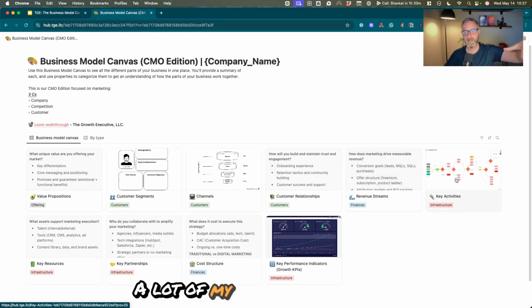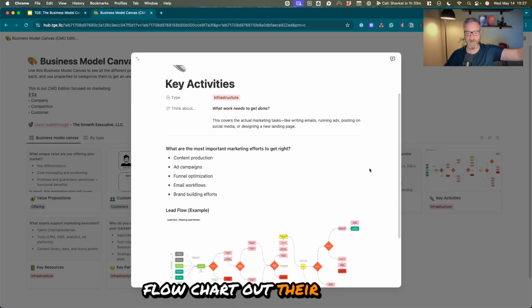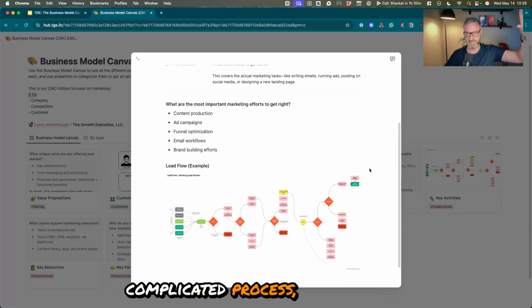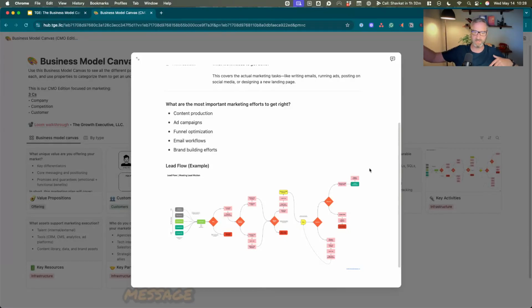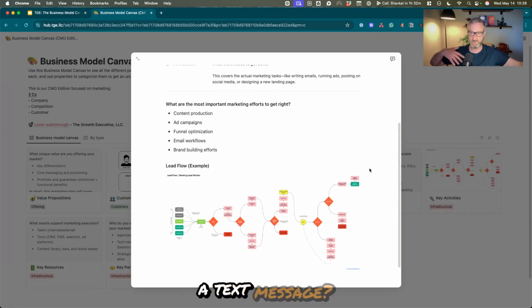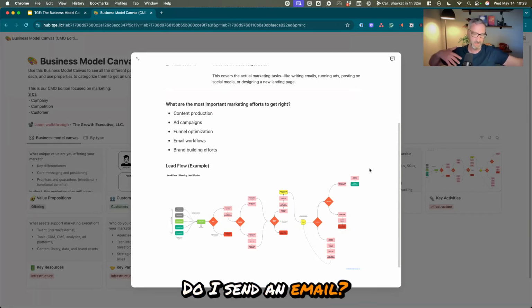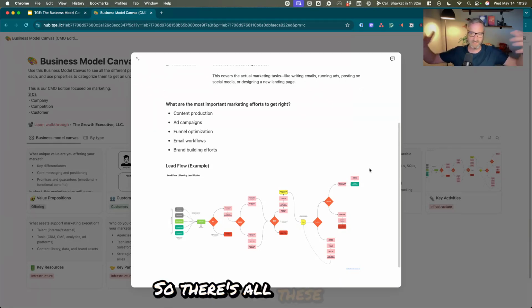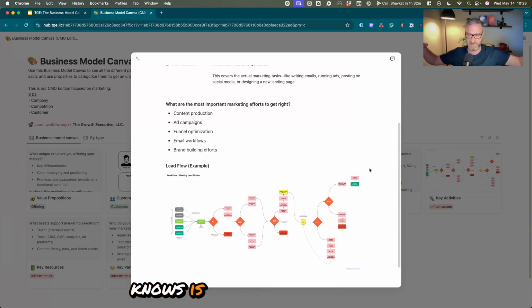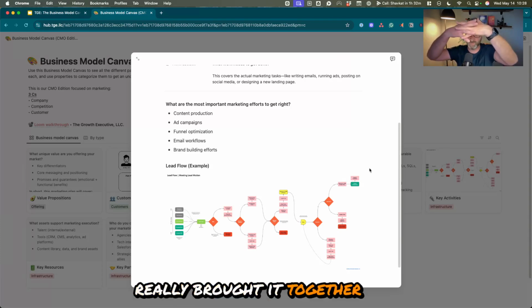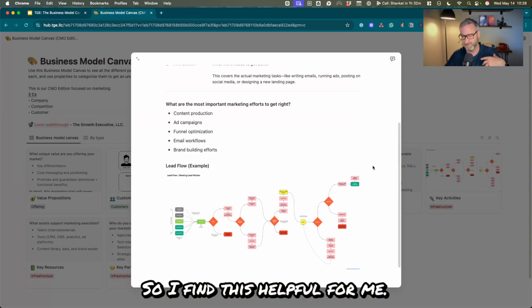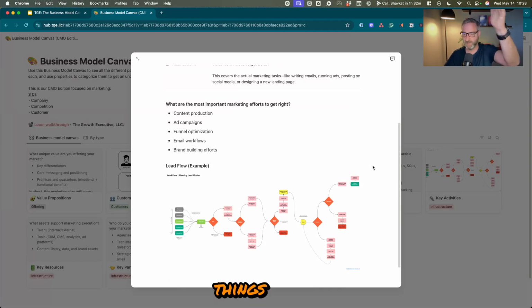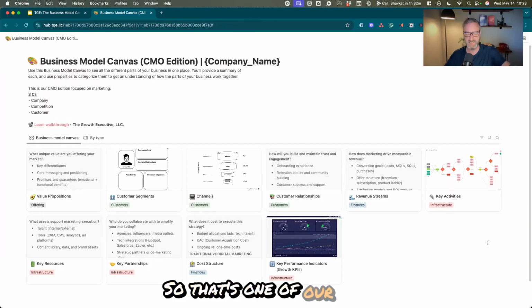A lot of my clients want me to flow chart out their process because they have all these complicated processes, but nobody's ever thought about, hey, if I make a donation, do I send a text message? Or, when do I send a text message? What happens after that? Do I send an email? So there's all these little pieces that everybody knows are out there, but no one's really brought them together and made it clear in one simple flow chart. I find this helpful. I'm a visual guy, just to see how things flow. Okay. So that's one of our key activities.